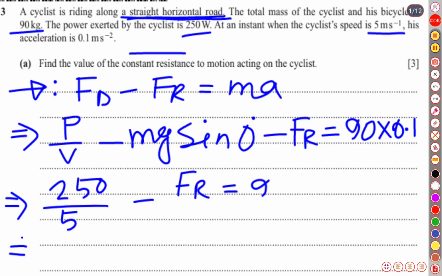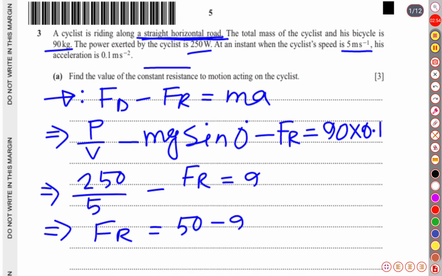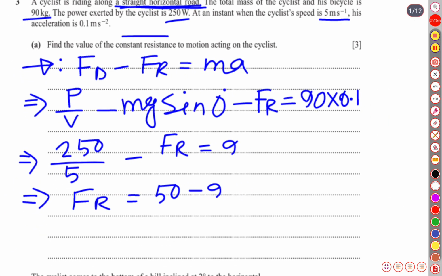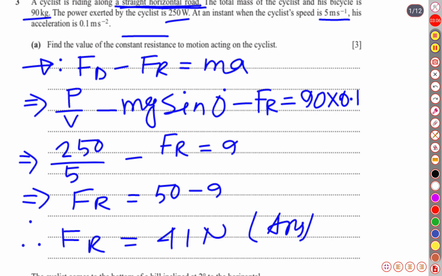So the frictional force is equal to 250 over 5, which means 50, minus 9. Hence our frictional force, the constant resistance to motion, is 41 Newtons. That is the final answer. Let's move on to the next question.